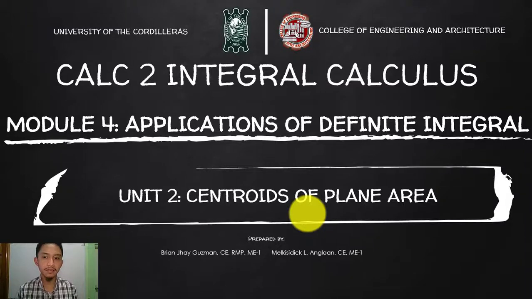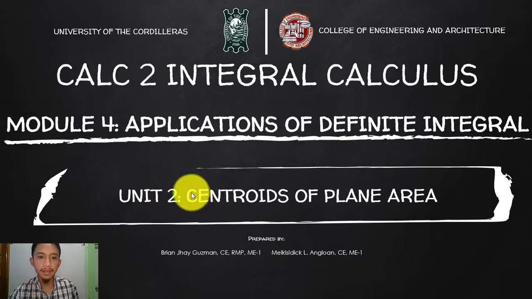Hello, okay. Still on module 4, this time unit 2. So in your unit 1, we tackled your application of definite integral in evaluating plane areas. How about now? We will now be getting the centroid.